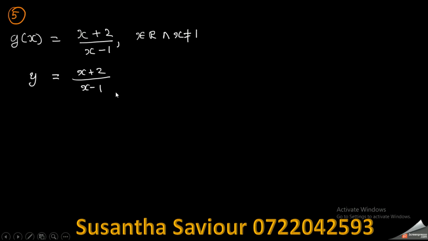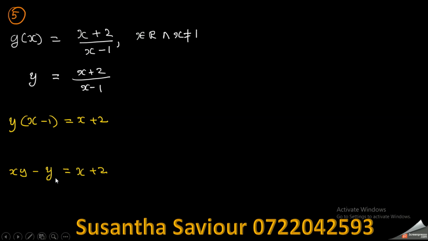So step number 1 is to cross multiply this x minus 1 to the other side as y into x minus 1 equals x plus 2. In other words, you multiply both sides of this equation by x minus 1, right? By doing so we can get this. Now we will open this bracket and bring x terms to one side and the other terms to the other side. So we will open this bracket, yx minus y is equal to x plus 2, right?